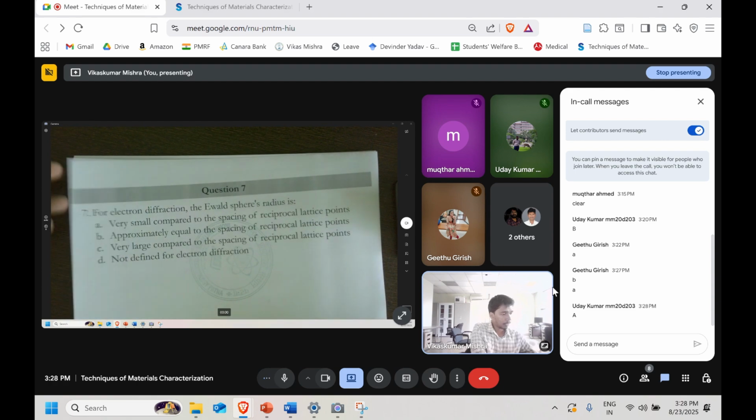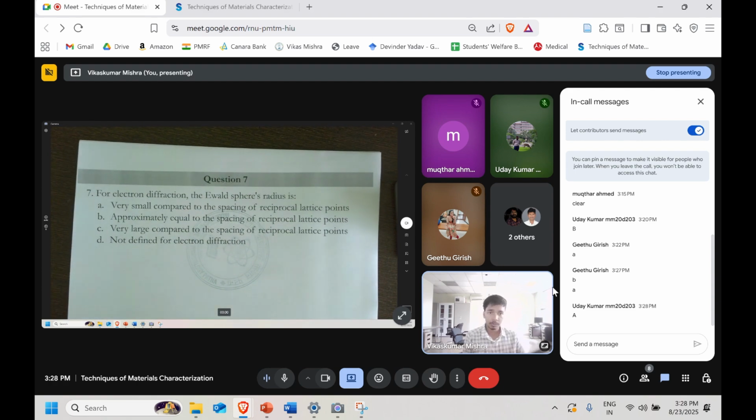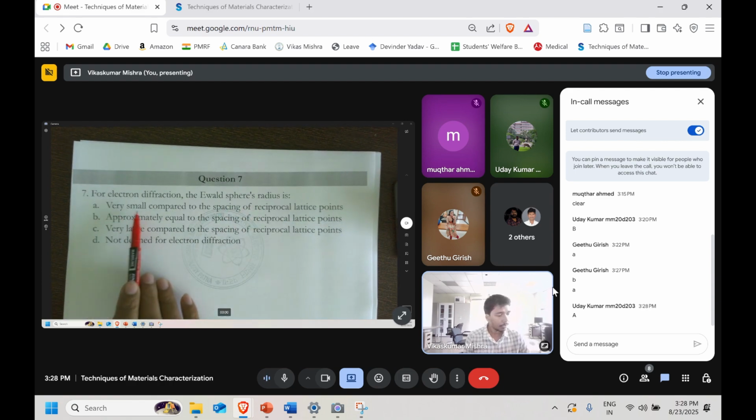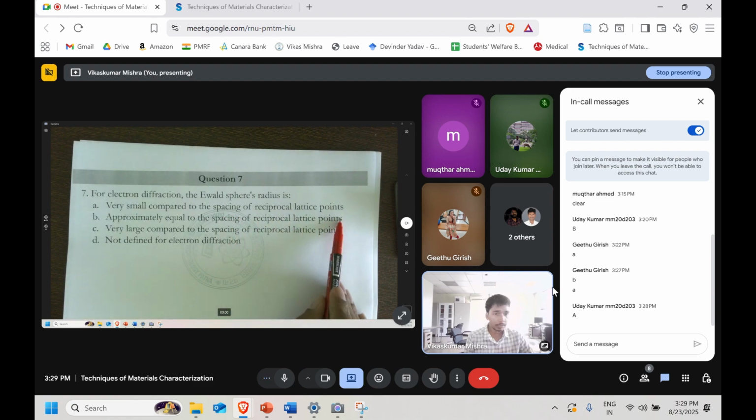Now, this is the concept which we discussed with respect to the Ewald sphere in the X-ray, when we are using XRD, and the Ewald sphere when we are using the electron beam. For electron diffraction, the Ewald sphere radius is: first, very small compared to the spacing of the reciprocal lattice points; approximately equal to the spacing of the reciprocal lattice points; very large compared to the spacing of the reciprocal lattice points; or not defined for electron diffraction. What do you think?